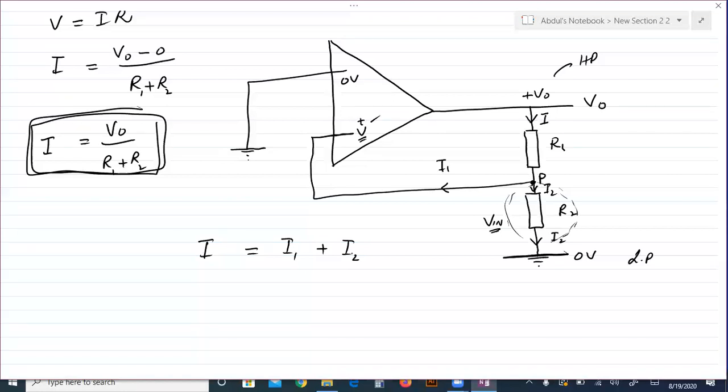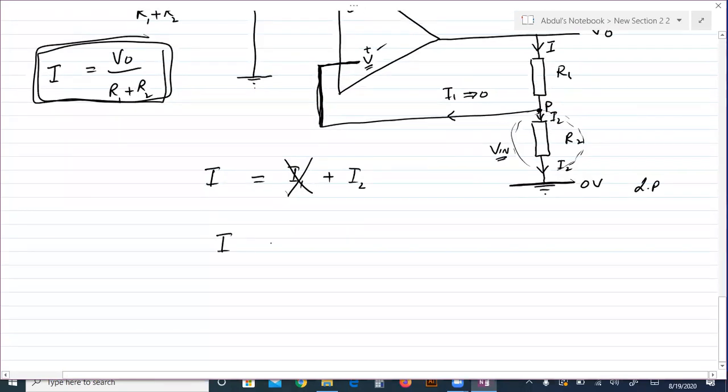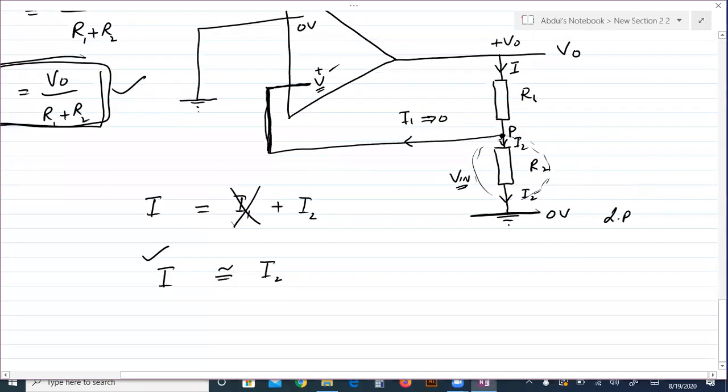But look at the input terminal impedance. The input terminal impedance of the op-amp is very high, ideally infinity, practically 10 power 12 ohm. It's too large, so this I1 approaches 0. So we will cancel this I1. So I is approximately equal to I2. The I current expression is already derived. Now we derive this I2.